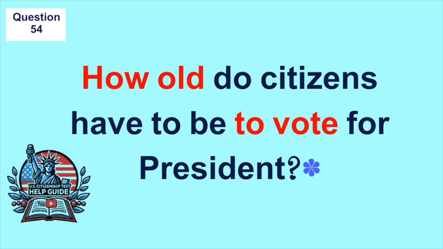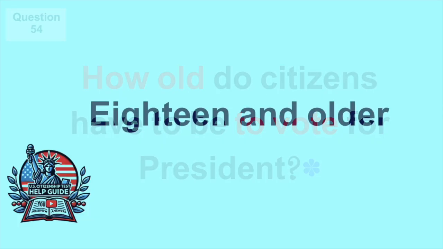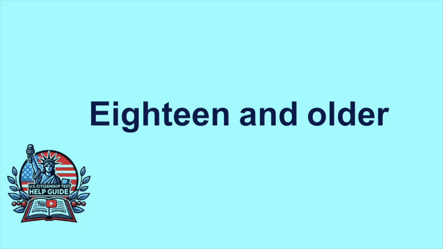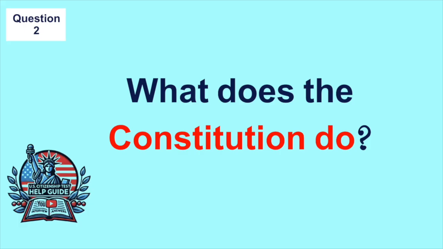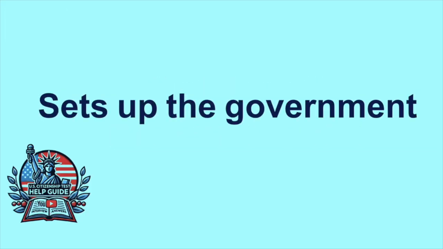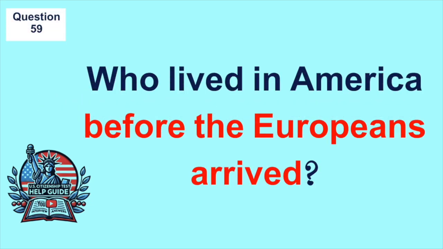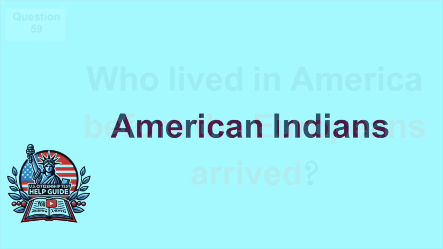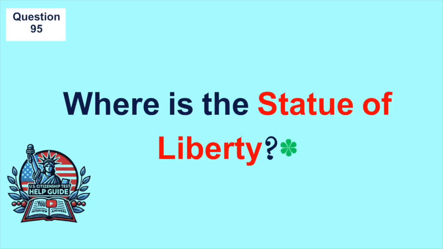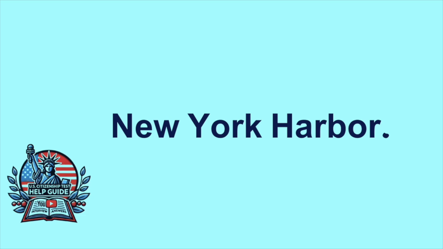How old do citizens have to be to vote for president? 18 and older. What does the Constitution do? Sets up the government. Who lived in America before the Europeans arrived? American Indians. Where is the Statue of Liberty? New York Harbor.